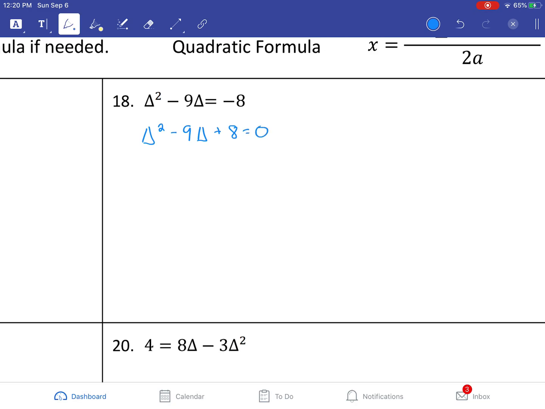So again, you go through your list. Can you find the greatest common factor? There is none. Can I do 5 steps of factoring? It looks like I might be able to because there is no term in front of the x squared. So let's try it out.